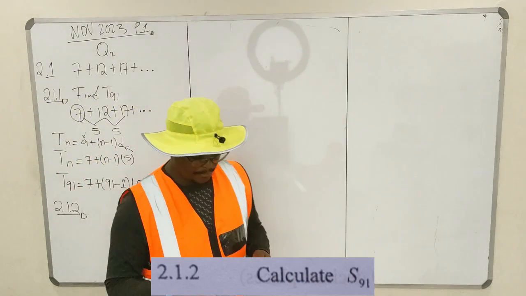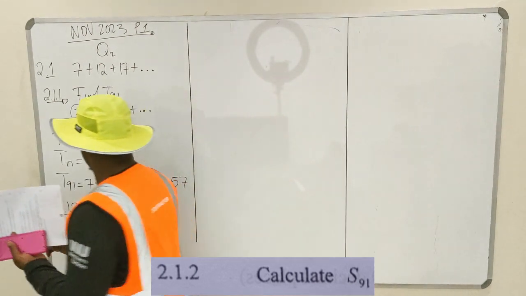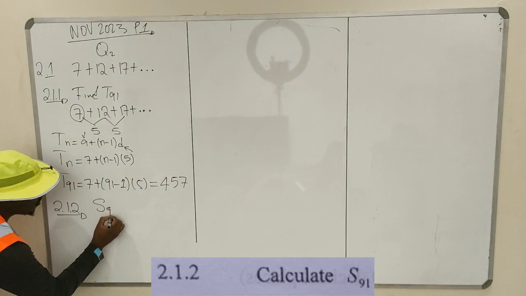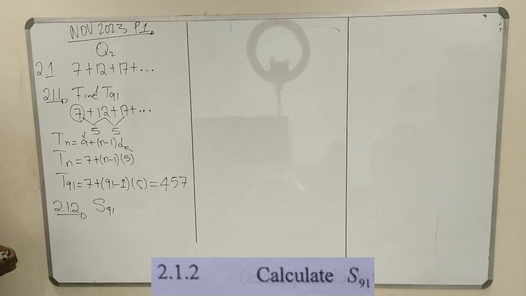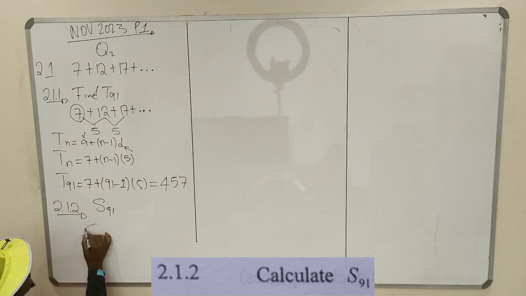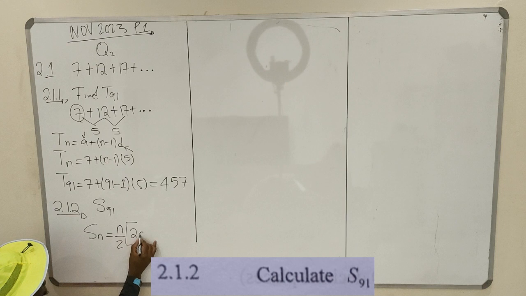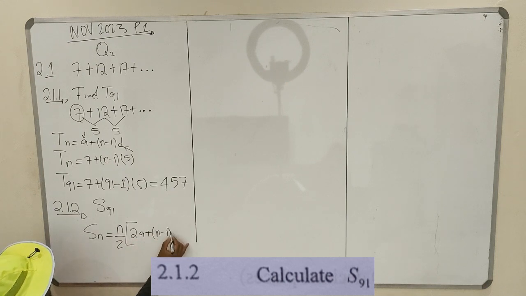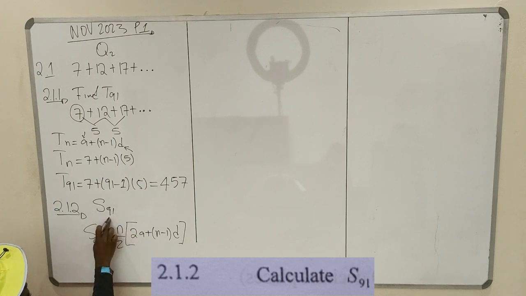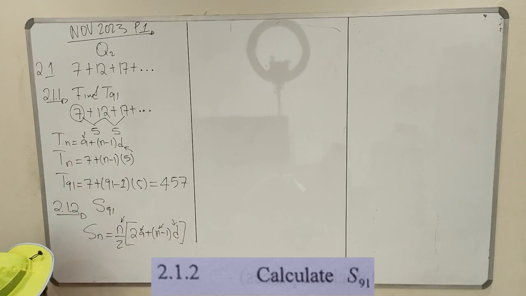What are they saying? They are saying calculate the sum of 91 terms. So they want S91, the sum of 91 terms. You know this is an arithmetic series. To find the sum for an arithmetic series, you say Sn is equal to n over 2 times (2a plus (n minus 1) times d). But now you want the sum for 91 terms. Put in your 91. This is your a for your sequence, which is 7. This is d for your sequence.